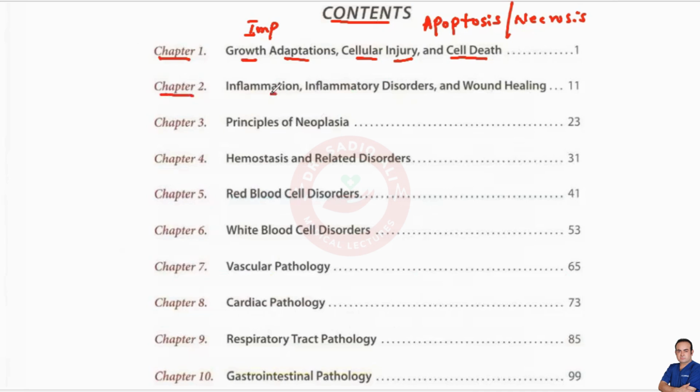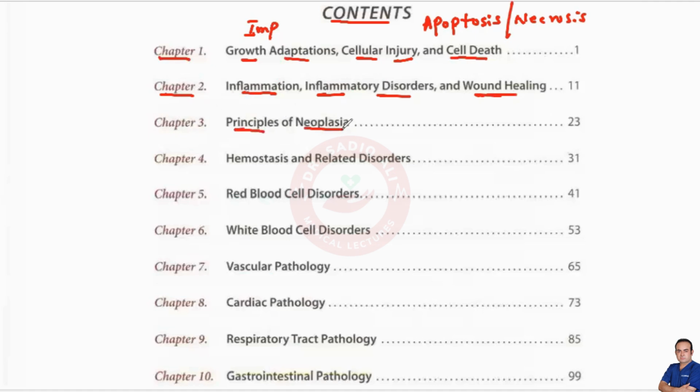Then in chapter 2, we will discuss inflammation, like acute and chronic inflammation and their mediators, inflammatory disorders, and wound healing. If there is any injury to the tissue, that can create a wound. It is the law of nature that whenever there is injury, the body tries to compensate and heal that area back into normal physiological form. So we will discuss wound healing at the end of the second chapter, and some of the very common factors that can cause delayed wound healing.